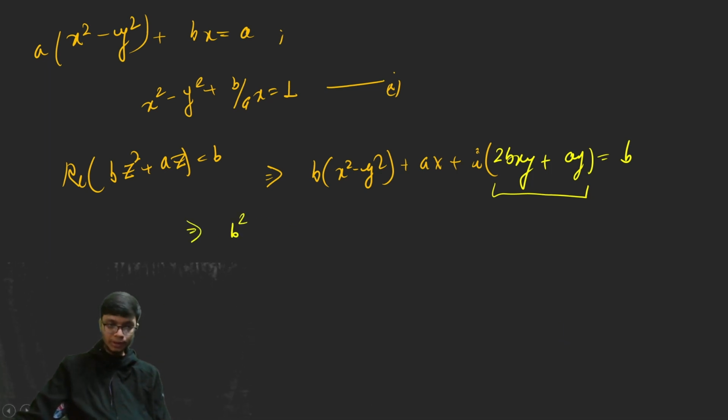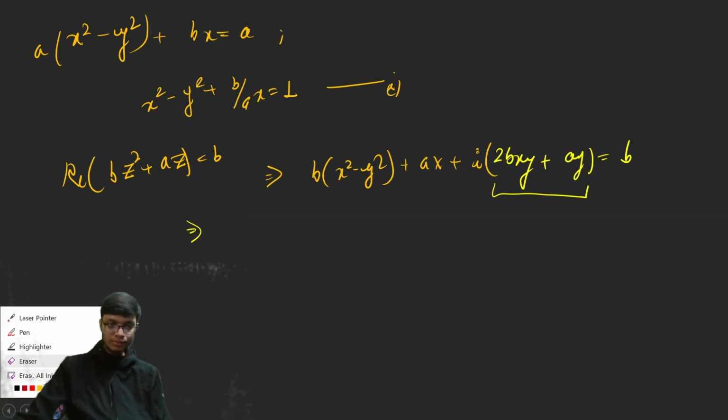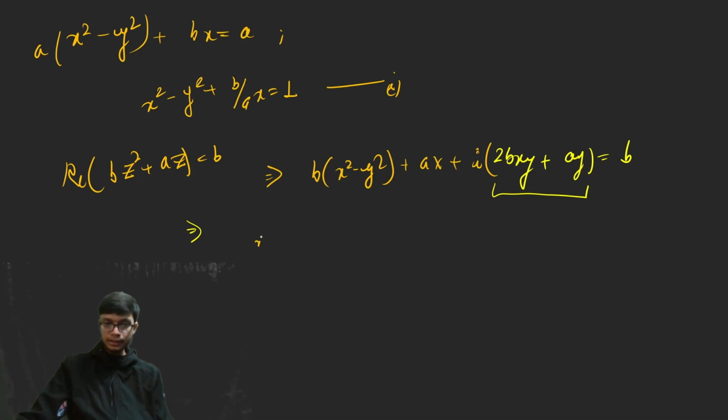So with this you can write the equation. If you divide the entire equation by b after equating the real part, the result will be again similar, that is x square minus y square plus a by b x is equal to 1. So that is the second equation. Now I will see that x square minus y square is fairly common in both the equations.